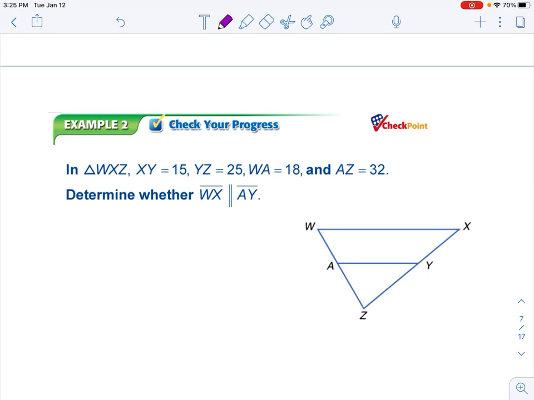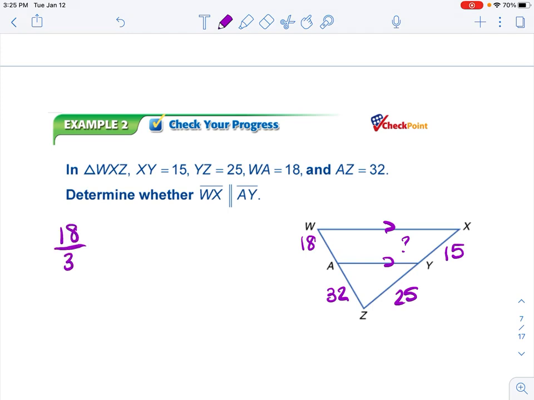We have WXZ is a triangle. XY is 15. YZ is 25. WA is 18 and AZ is 32. So we can check once again to see if these guys are parallel. That's our big question here. Are those parallel? WX and AY.